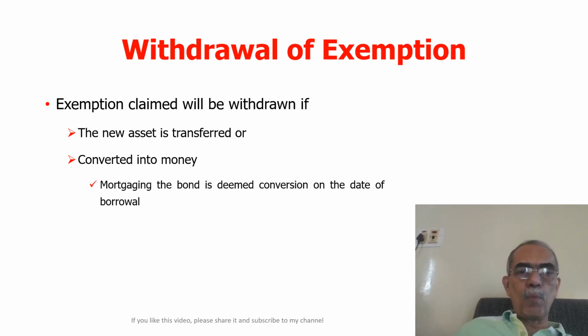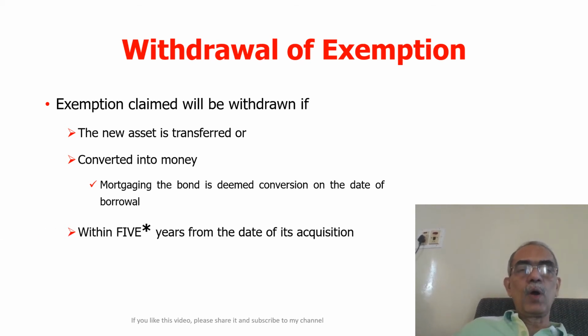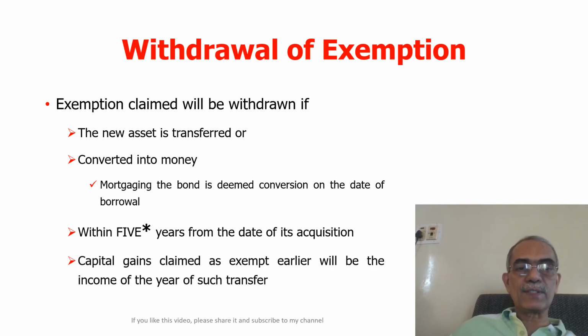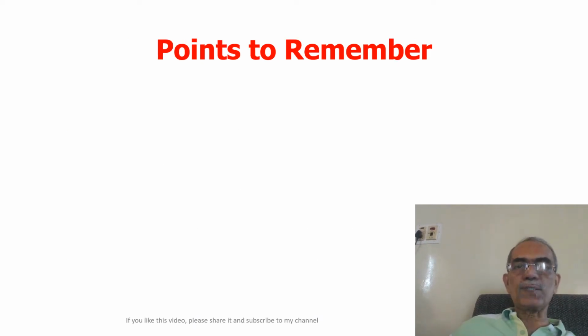We should remember that even mortgaging the bond is deemed to be conversion of the bond into money, that is on the date of borrowal. Therefore, no borrowal is also permitted on the strength of these bonds. Now, this conversion or transfer should not take place within 5 years from the date of its acquisition. As I said earlier, prior to 2018, it used to be 3 years. Now, 1st April 2018 onwards, the period has been enhanced to 5 years. So, if within this period of 5 years, the bonds are either transferred or converted into money, that is in cash, then the amount of capital gain which was earlier claimed as exempt will be brought to tax in the year of such transfer. Now there are certain points that we need to remember in this connection.